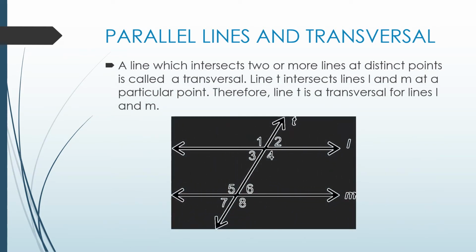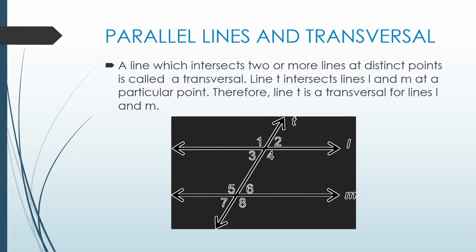Parallel lines remain the same distance apart over their entire length. No matter how far you extend them, they will never meet. Now, what is a transversal? A transversal is a line that intersects two or more coplanar lines, each at different points, forming different angles.